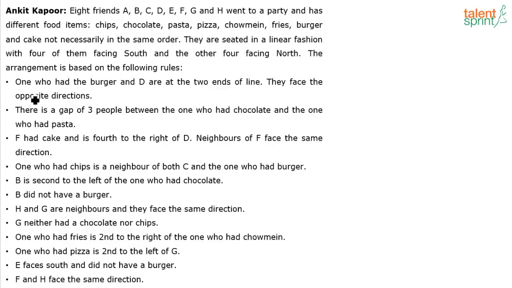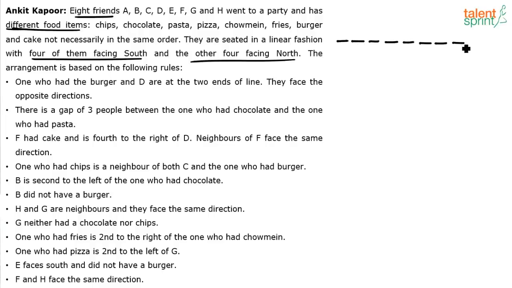So as usual, some rules have been given to us, but the basic context is that there are 8 friends and they have got 8 different food items, right? And 4 of them are facing south and the other 4 are facing north. So basically we have to arrange the 8 friends in a straight line, right? So there are 8 positions like this: 1, 2, 3, 4, 5, 6, 7, 8. We have to arrange these 8 persons in the straight line.